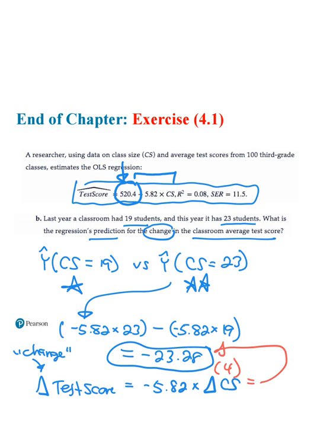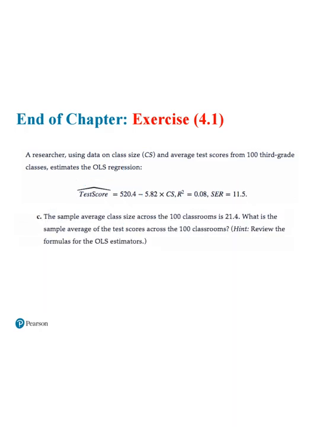All right, so a few different ways to think about this. They are all more than sufficient. All right, last but not least, in part C, this says the sample average class size across 100 classrooms is 21.4. Right, it's the sample average class size. What is the sample average of the test scores across the 100 classrooms?